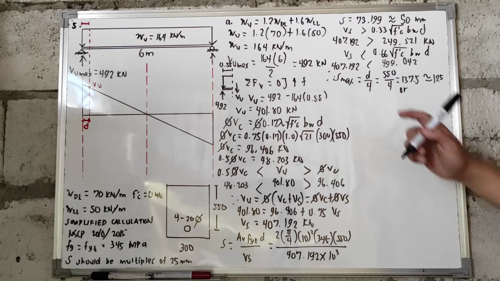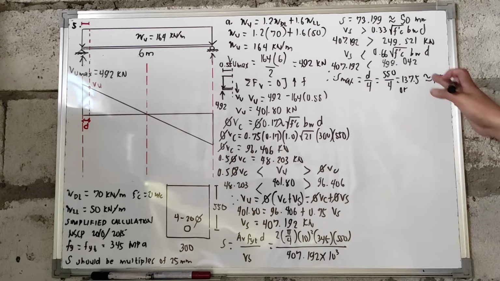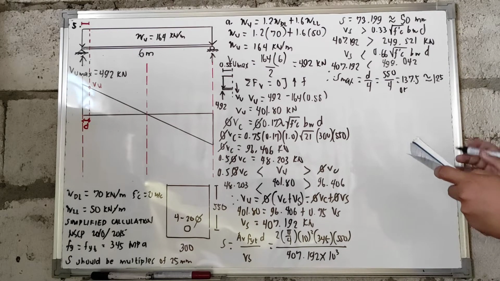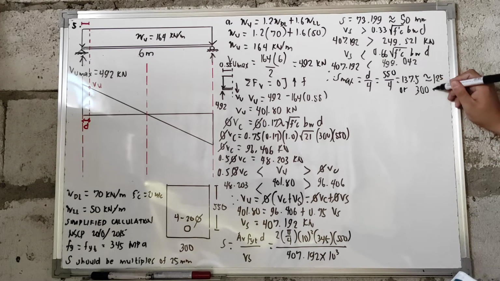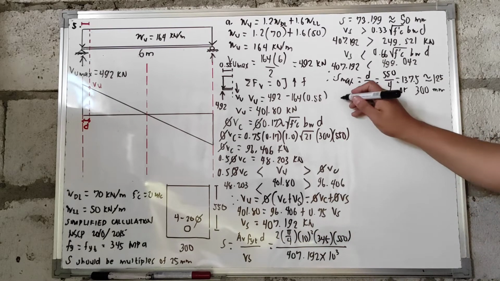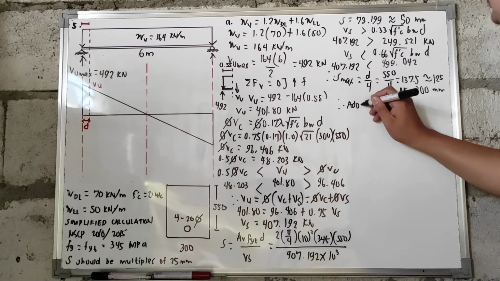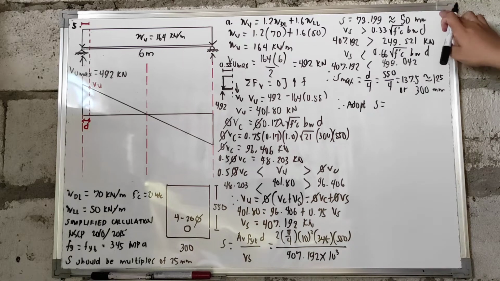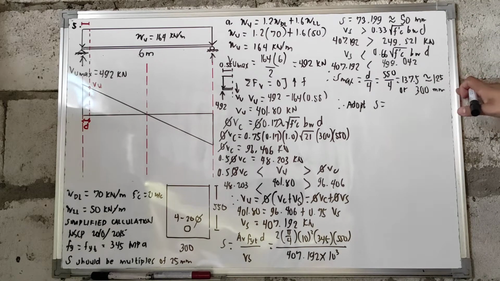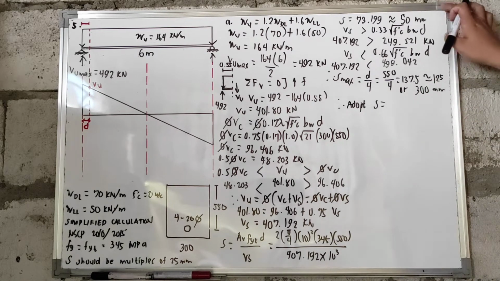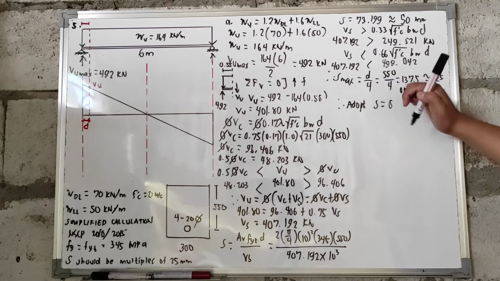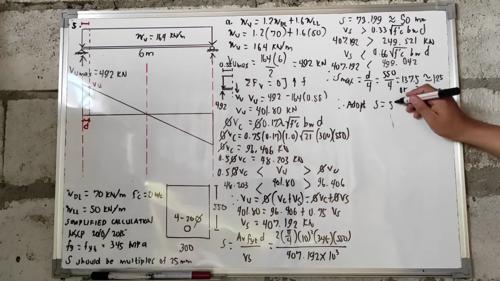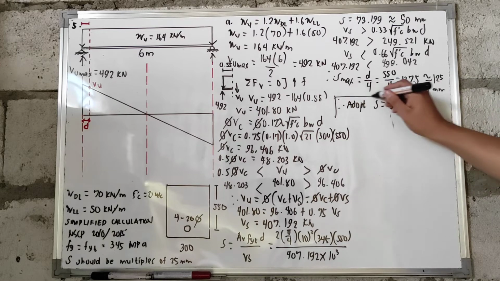Or, kapag S max natin is yung katambal ng D over 4, yung isa pang pagpipilian, that is 300 mm. Okay. So, for this one, we're going to adopt yung smallest value natin. So, meron tayong tatlong pagpipilian, yung 50, yung 125, at saka 300. So, we're going to adopt yung 50 mm. So, yun yung gagamitin nating spacing.